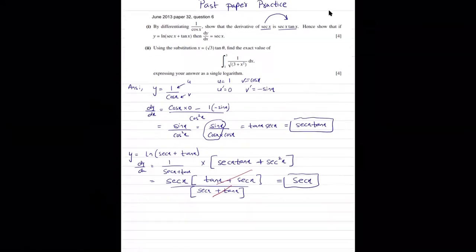Now, using the substitution x equals root 3 tan theta, you need to find the exact value of the integration of 1 upon square root of 3 plus x square. So this is a question on integration by substitution. You should find dx by d theta first. So if x is equal to root 3 tan theta, differentiation of x with respect to theta is just going to be root 3 times the differentiation of tan theta, which is secant square theta, right?